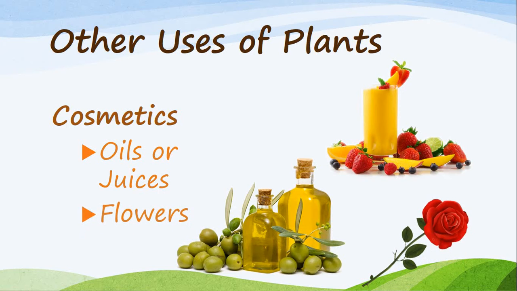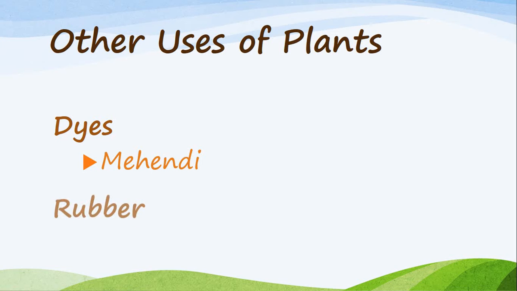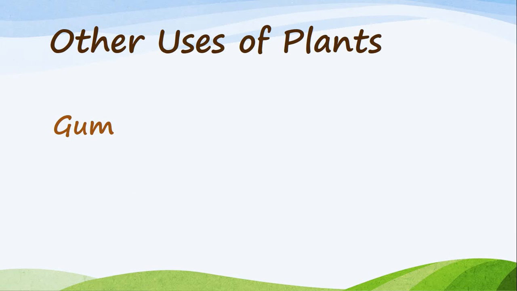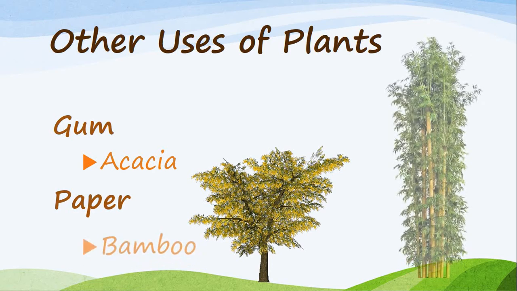Flowers of rose and jasmine are used to make perfumes. Some plants like mehendi are used for color and it is used as a dye. Rubber trees give us rubber to make tires, erasers, and rubber bands. Acacia and some other plants give a gum, and bamboo is used to make paper.